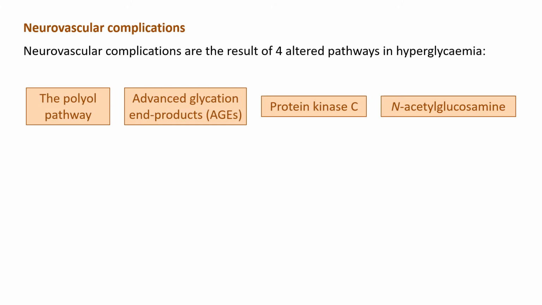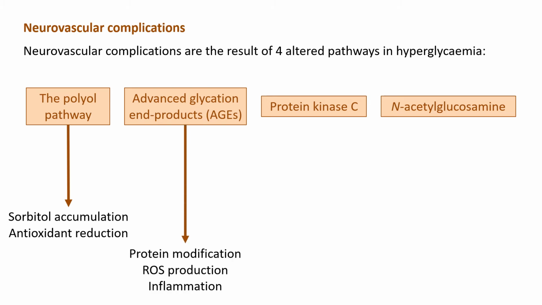Neurovascular complications involve a complex interaction of 4 abnormal or adapted pathways in hyperglycemia. You can see there we've got the polyol pathway that we've already talked about. In the polyol pathway, as we said, there is sorbitol accumulation inside cells that can take up glucose independently of insulin. There is also a reduction in a key antioxidant.